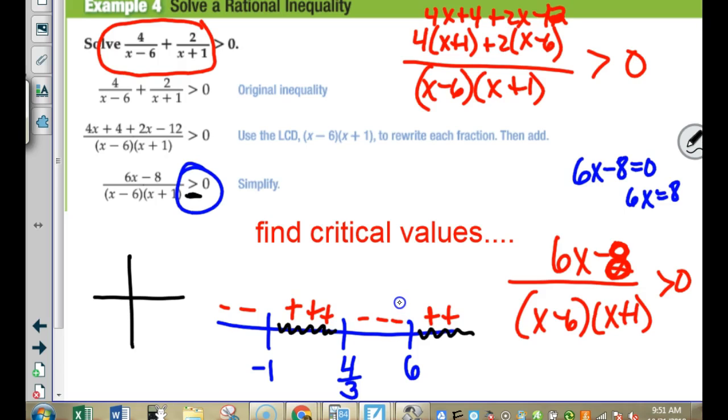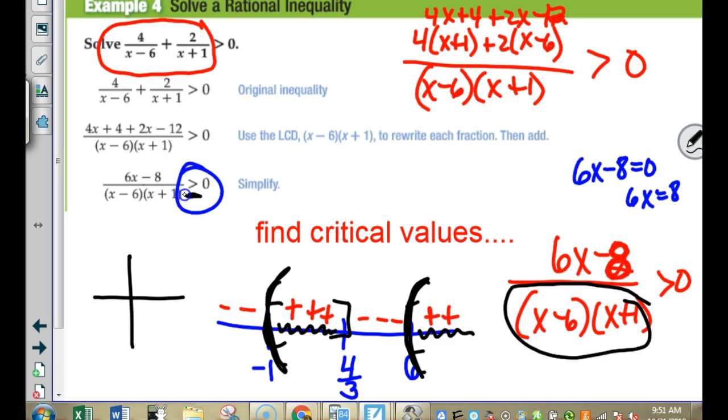The trick question. If it had been a greater than or equal to, normally we would put all square brackets here and be done. Does anyone know why we couldn't do that on this question? What are the two things it can never equal? 6 and -1. So we would have had to switch this to a parenthesis and this to a parenthesis. Now, the original question didn't have the or equal to, so we're just going to use all parentheses.